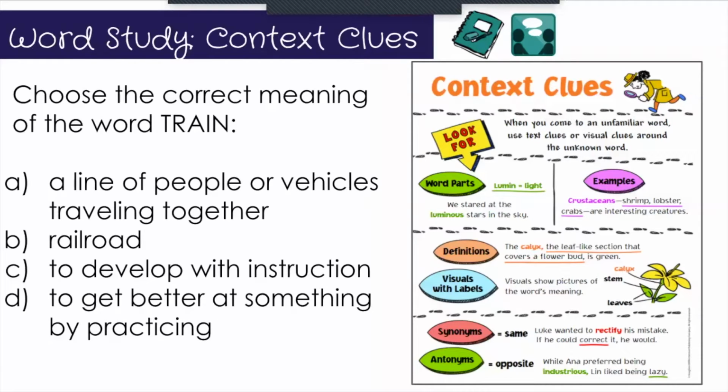All right, scholars, I have a question for you. With your groups, I want you to choose the correct meaning of the word train. A, a line of people or vehicles traveling together. B, railroad. C, to develop with instruction. D, to get better at something by practicing. Go ahead and pause this video for your discussion. And when you're ready for the correct answer, go ahead and hit play.